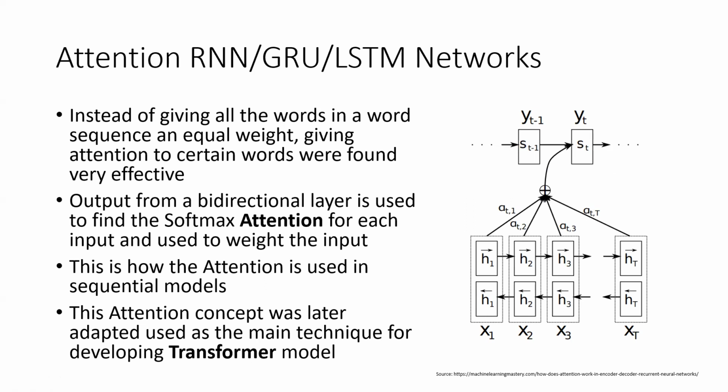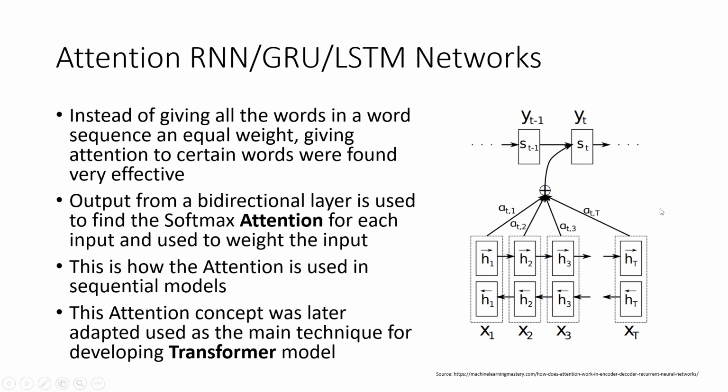This paper was, I think, released in 2006 or 2004, and it actually improved the accuracy of these RNN models to a very high level. That means it increased the accuracy of the models so much that it became very popular, and people researched why this attention was so important, right?